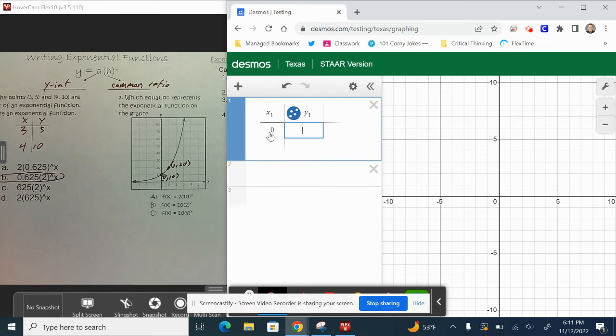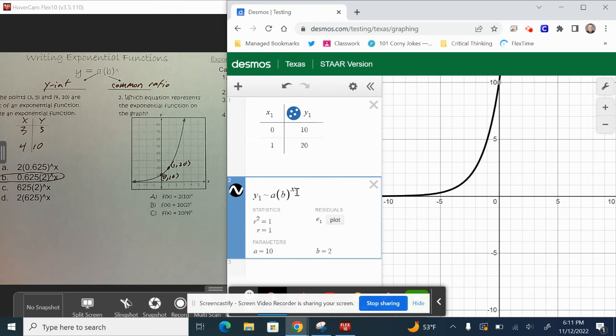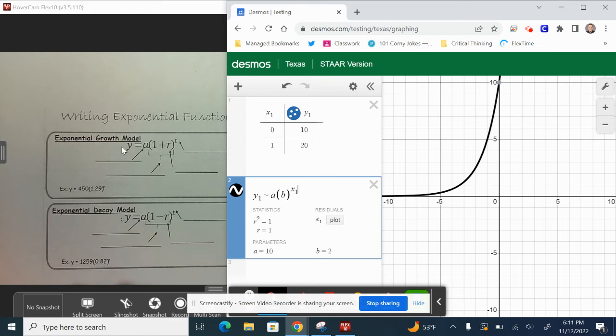So I have 0, 10, 1, 20. Then in a new line, I'm going to type in y1 squiggle a parentheses b close it. Shift 6 raises the power of x1. Well, I have my parameters. I got an a of 10 and a b of 2. So in my a spot, I need to have a 10. And in my b spot, I need to have a 2 raised to the power of x. Looky there, b again, right there. Boom. All right, so now I want to talk about growth and decay a little bit.